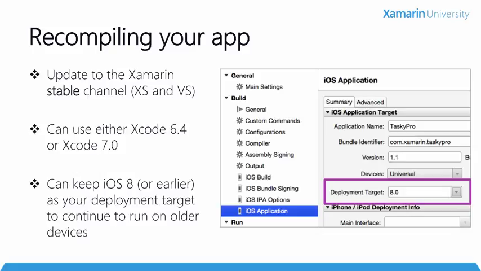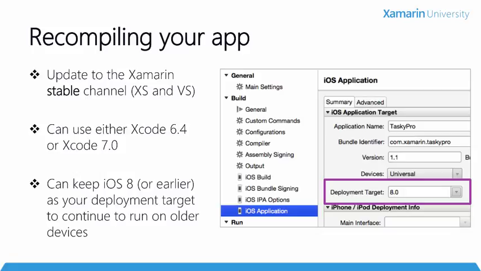Apple also released Xcode 7 to coincide with iOS 9, and the stable channel provides compatibility with the new SDK. However, it's not a requirement to update to Xcode 7 yet, and if your goal is just compatibility, then you can keep Xcode 6.4 installed and use that. Just keep in mind that you won't be able to use any of the new iOS 9 APIs.